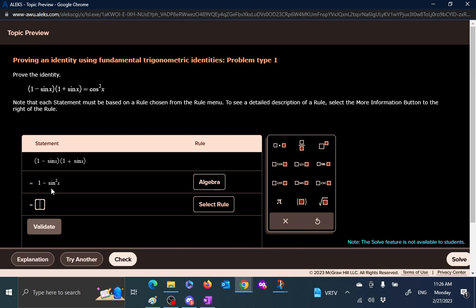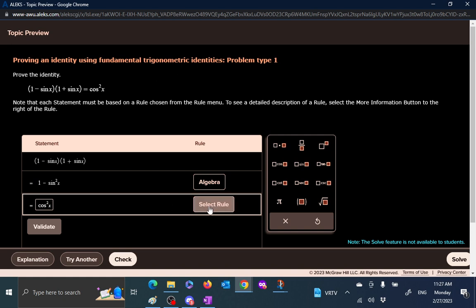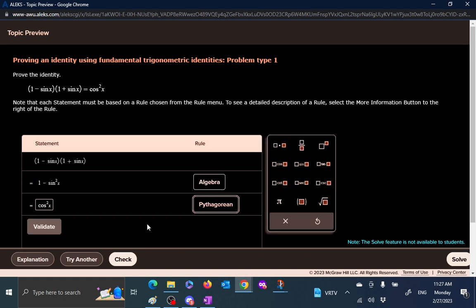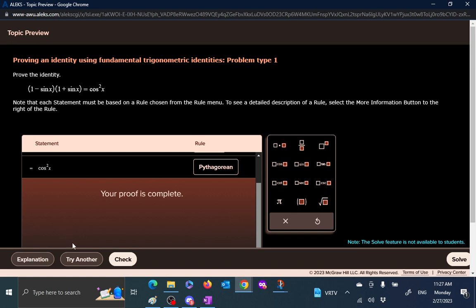Then from 1 minus sine squared to cosine squared, we are applying the Pythagorean identity. So here we write first of all cosine to the power 2, step forward, x. How did we come to that? Well, we applied the Pythagorean identity for that. Let's validate our step. So it says you're complete.